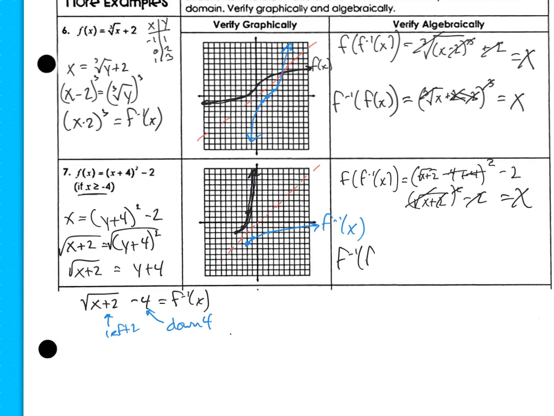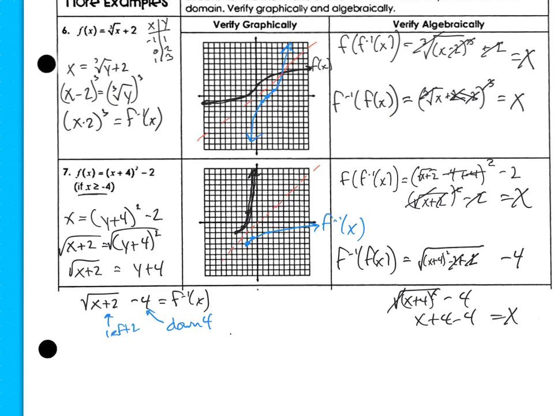Start with the inverse and put the function in it. So the inverse is the square root of something plus 2 with the minus 4 out here. And the function, of course, not enough space, bad planning, x plus 4, quantity squared, I'm going to squeeze it in there, you know I am, minus 2. So the 2's cancel. So now we have the square root of x plus 4, quantity squared, minus 4. Power of 2 and the radical sign are inverses. X plus 4 minus 4 leaves you with an x.